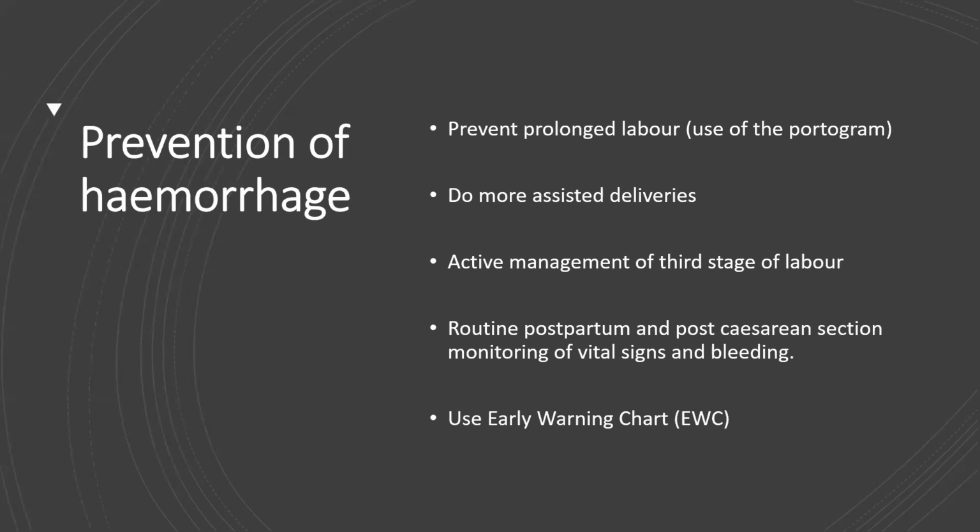Prolonged labor, we know, is associated with atonic uterus and postpartum hemorrhage. So simple things like using the partogram to manage labor can decrease the chances of postpartum hemorrhage from prolonged labor. If we do more assisted deliveries for the second stage of labor, we decrease the morbidity. We know second stage cesarean sections are associated with lots of morbidity, mortality and hemorrhage. So if we avoid those by doing assisted deliveries, we are going to avoid deaths from hemorrhage. And we saw most of these patients die from second stage cesarean section or after cesarean section.